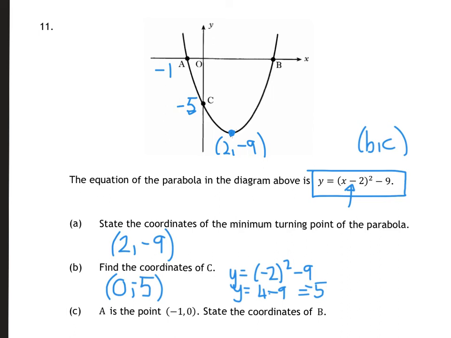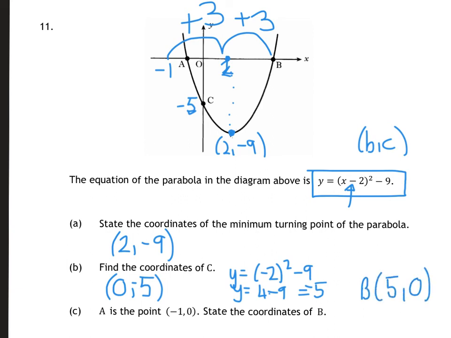So when it says state, it means there's not really any working. Now, if the middle of this graph is at number 2, we can do this without actually doing anything. Minus 1 plus 3 is 2. Plus 3 will give you the coordinate of B again, just using symmetry because this is right down the middle. So 2 plus 3 is 5. So B is coordinate 5, 0. Okay.